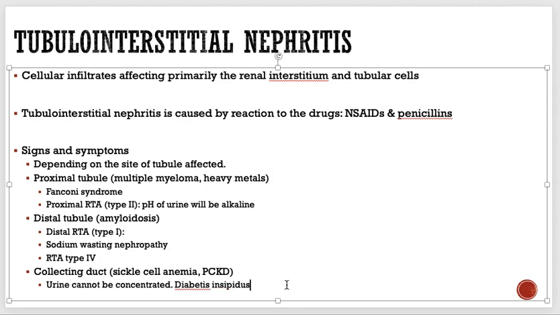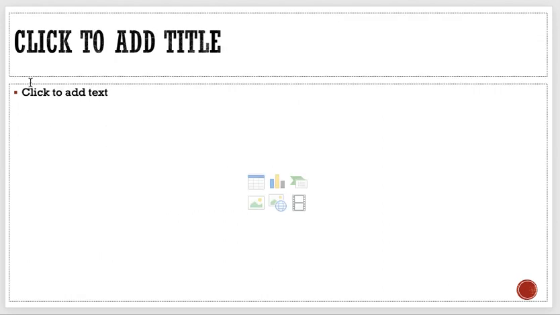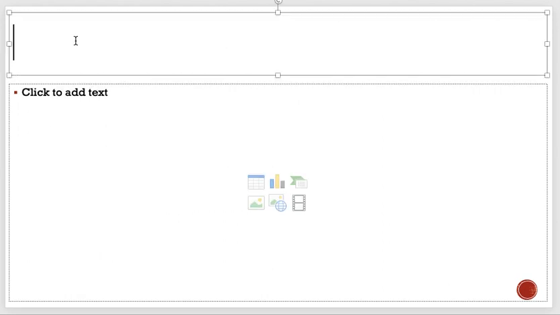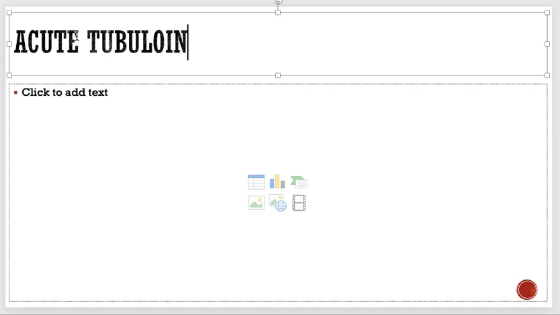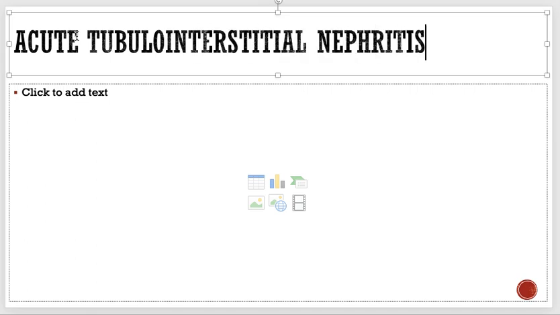So these will be the signs and symptoms the patient has whenever the patient has tubulointerstitial nephritis, right? Our first discussion is acute tubulointerstitial nephritis. Okay.